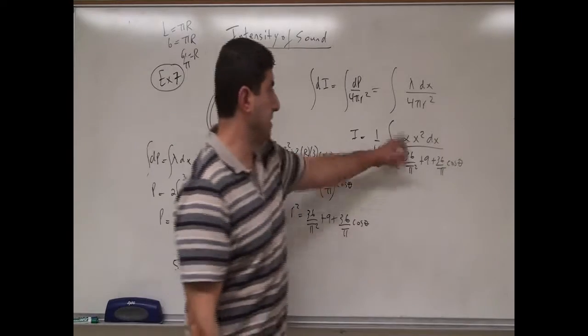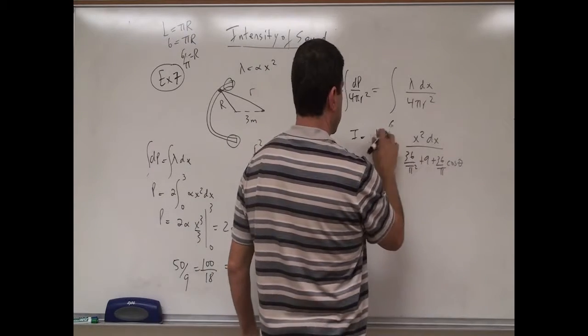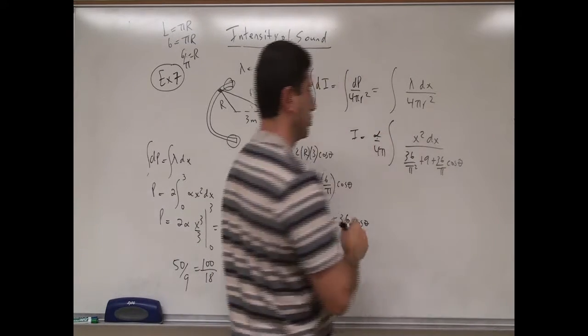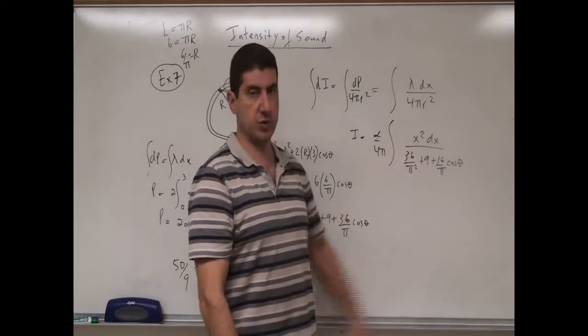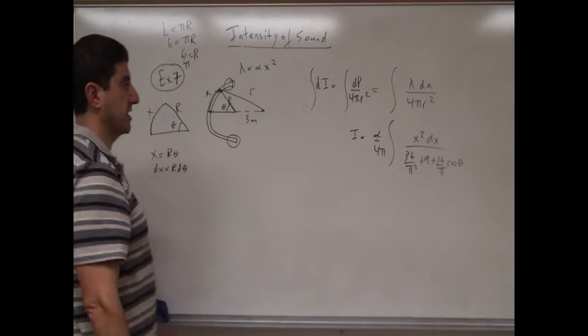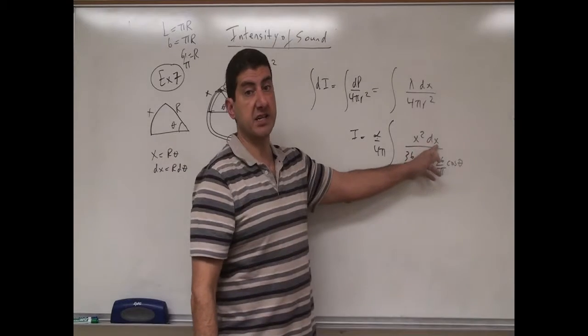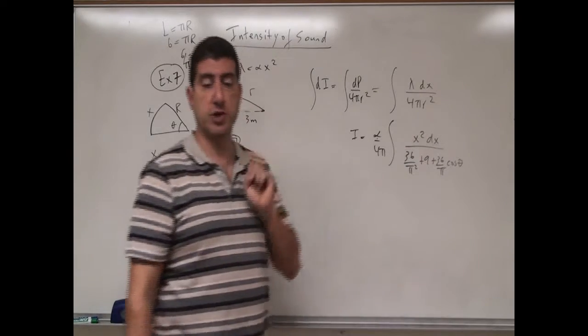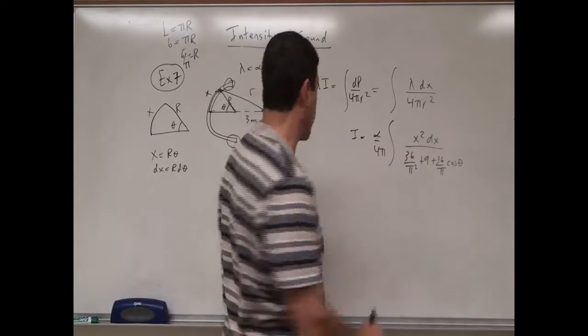And then the alpha can come out of the integral, right? We can bring the alpha out, but that's all that we can bring out. x and dx we cannot bring out. In the previous case, we only had a dx here. We didn't have an x squared because it was a uniform rod. So now we have this extra x squared.